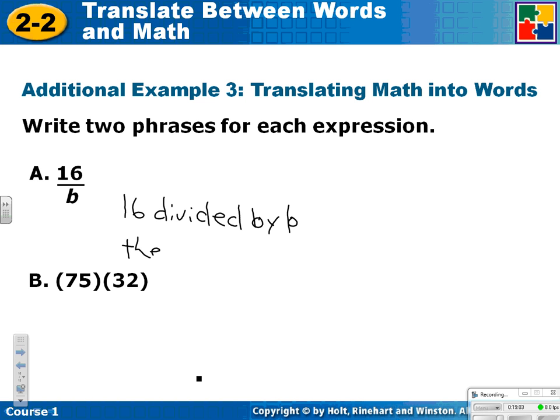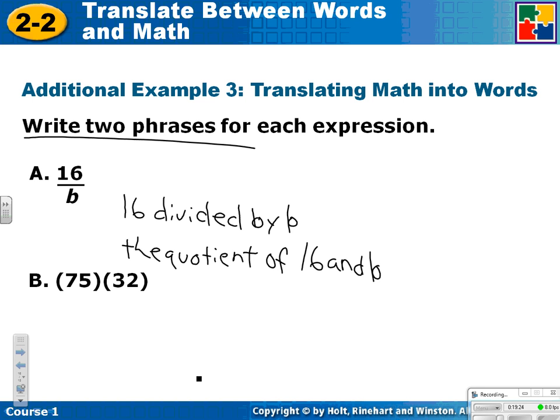The quotient, Q-U-O-T-I-E-N-T, of 16 and b. Now, I can guarantee you that there's going to be people in this room that are going to get to these problems, and it's going to say write two phrases for each expression, and some of you are only going to do one, and some of you are going to basically say the same thing twice. This is two different ways. You need one way and you need two ways. You need both of them.